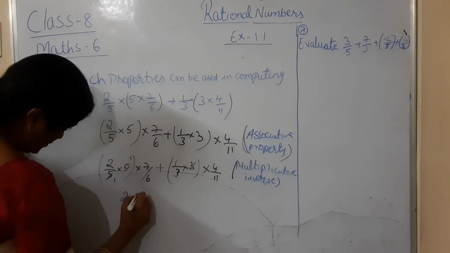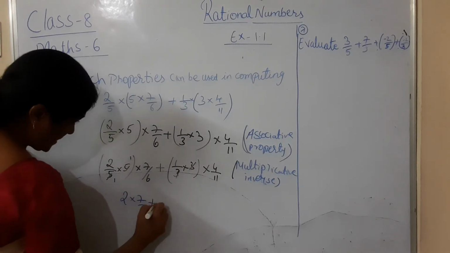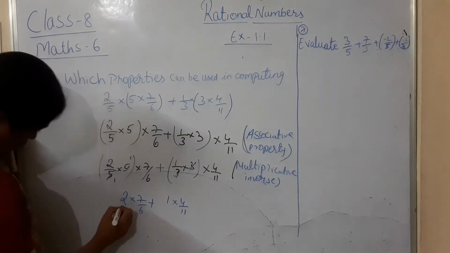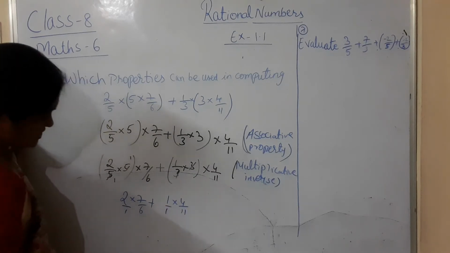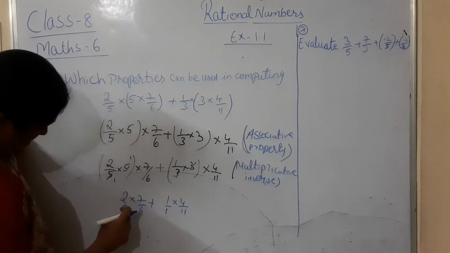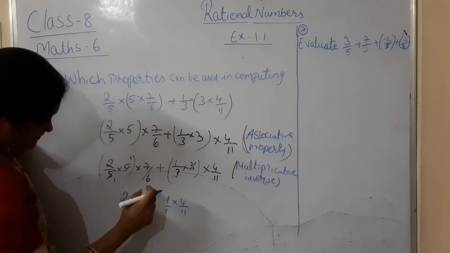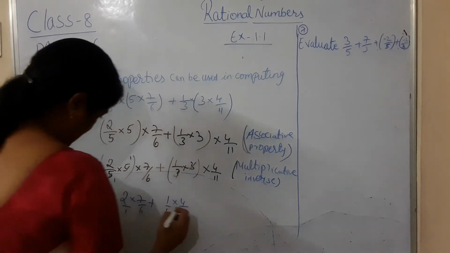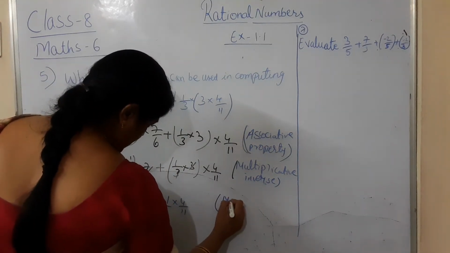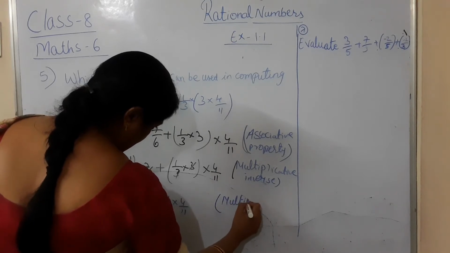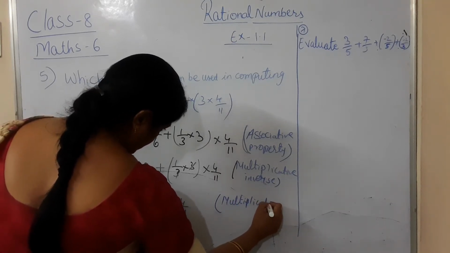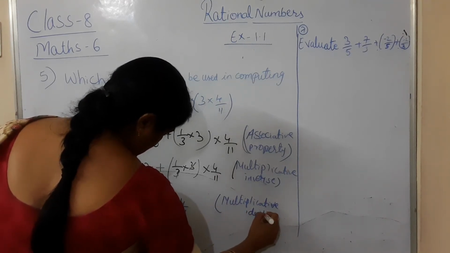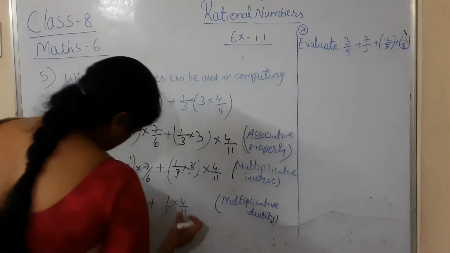Now, what is left over now? 2 into 7 by 6 plus of 1 into 4 by 11. Now multiply, we don't have any number in the denominator, so you can just put it as 1. Multiply numerators, numerators, denominators, denominators. So here what is the property that is applicable? Multiplicative identity. Because here we are getting back the same number.